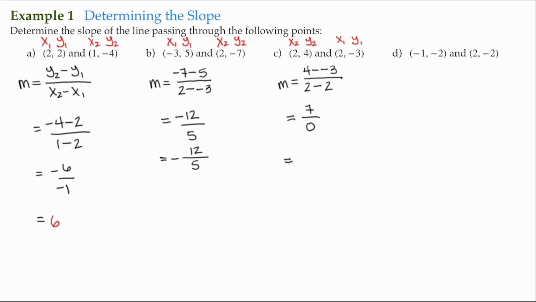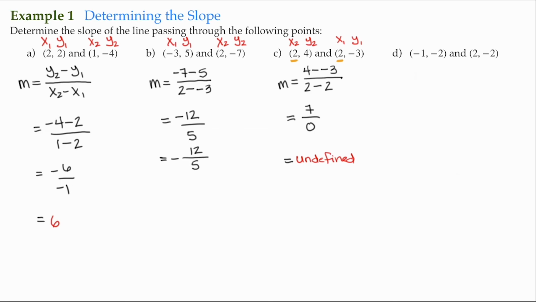Now we cannot divide by 0. There's no such thing as division by 0. So when we have a division by 0, this means that the slope is undefined. Since division by 0 can't be defined, we just say that the slope is undefined. And what does that mean? Well, that means that the line that goes through these 2 points is going to be a vertical line. It's going to be straight up and down. And we can tell because the x-coordinates here, 2 and 2, are the same.